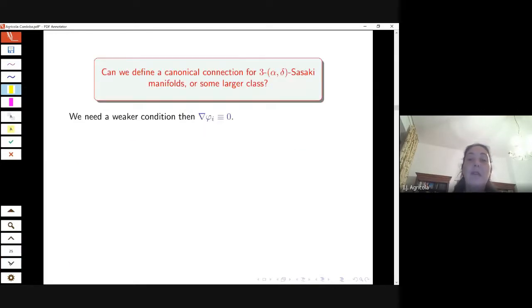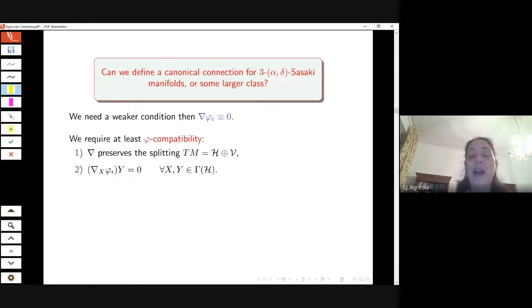Okay. So can we define a canonical connection for phi-alpha-delta Sasaki manifolds or some larger class which incorporates these two or which admits these connections as special cases? So we need a weaker condition than nabla phi_i equal to 0. We did a very systematic investigation. So the very least condition is what we call phi-compatibility, namely connections preserving the splitting. We believe that this is a condition we do not want to give up. And the phi_i's are not parallel, but they should at least be parallel on the horizontal space. Looking at examples and many other geometric situations, this is a very reasonable condition.